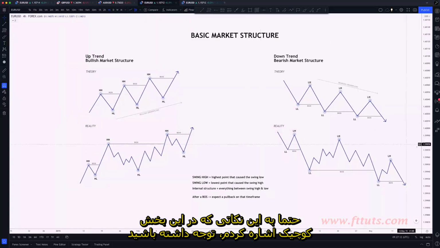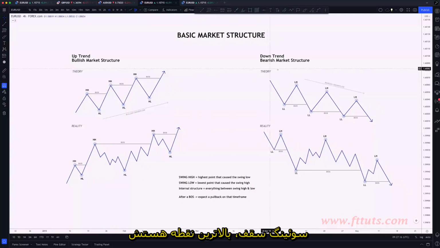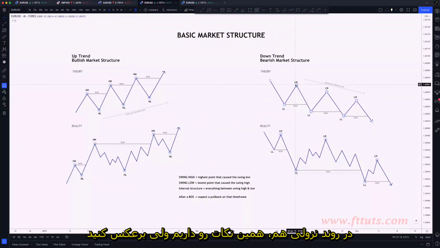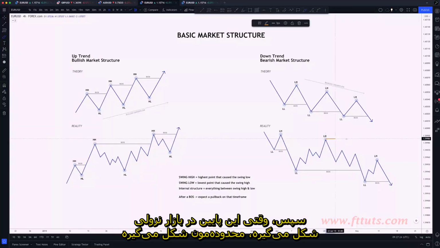So that's the main points I wanted you guys to take away from this first little bit. Swing high is just the highest point. It's vice versa on the bearish stuff, right? The swing high is the highest point. So let's say this high caused that low. Then when price forms that lower low in a bearish market, that becomes your next swing range.